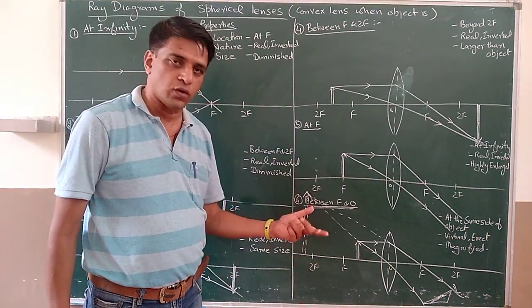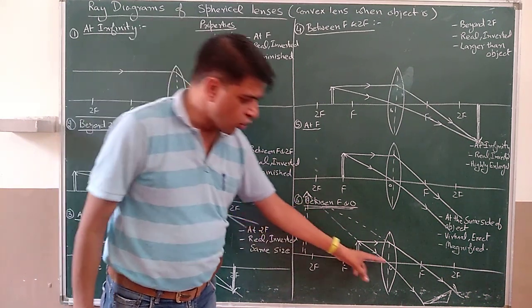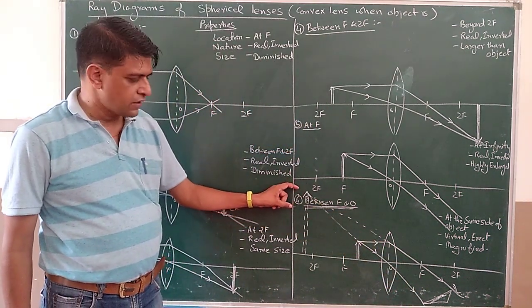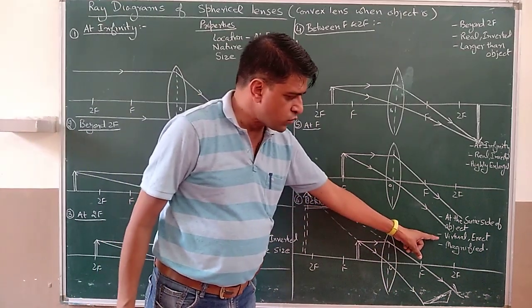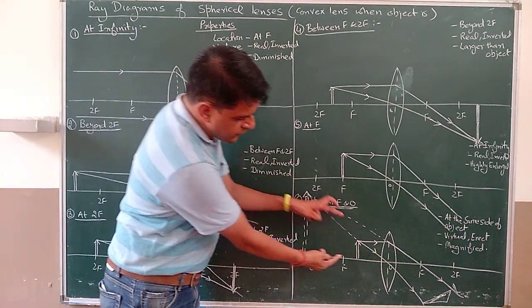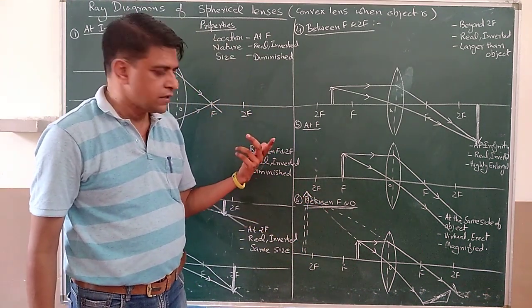And why is it virtual? In this particular case, the light rays are not actually intersecting, but appear to come from a certain point. That's why the image is virtual and it is erect. And the size, you can compare the size with the object. It is highly enlarged.